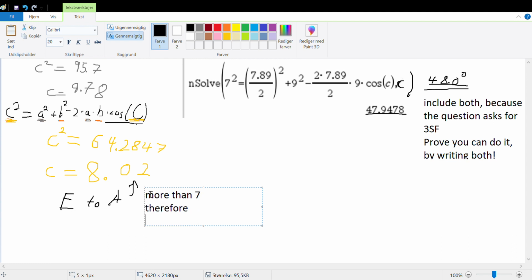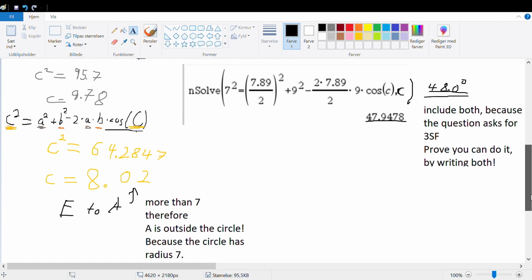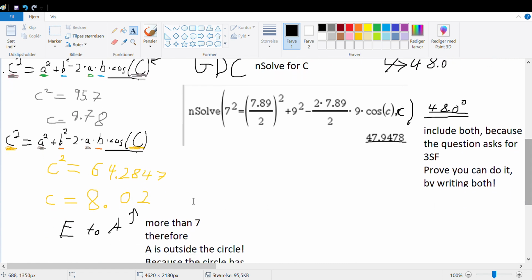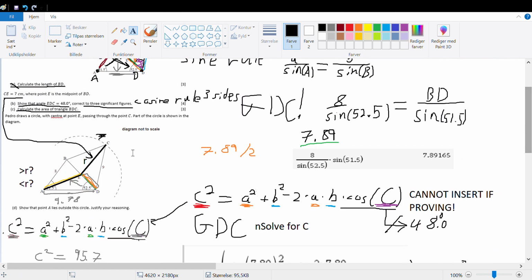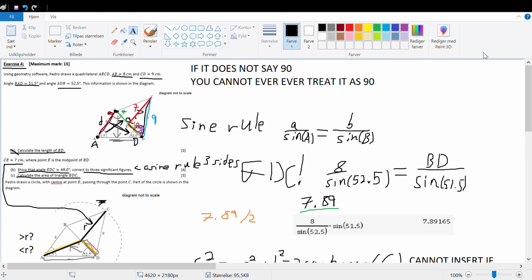Therefore, A is outside the circle, because the circle has a radius of 7, and that's the argument. The circle has a radius of 7, and to get from E to A is a distance of 8.02, which you can calculate via this slightly convoluted method, but then you get the result that you're looking for. I hope that that is somewhat explanatory.